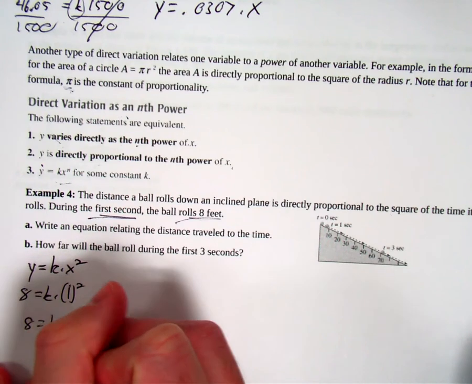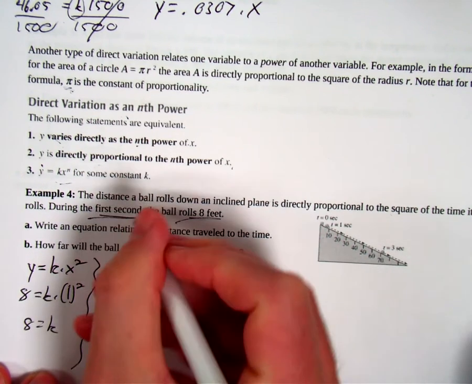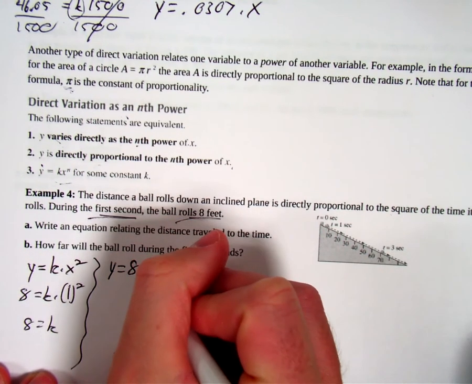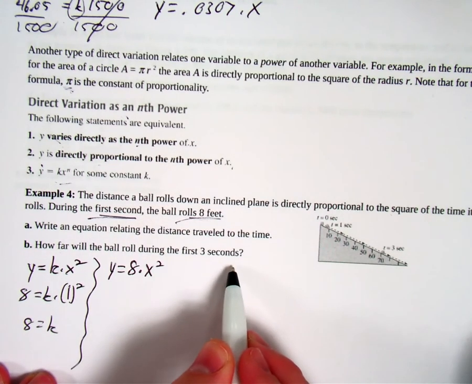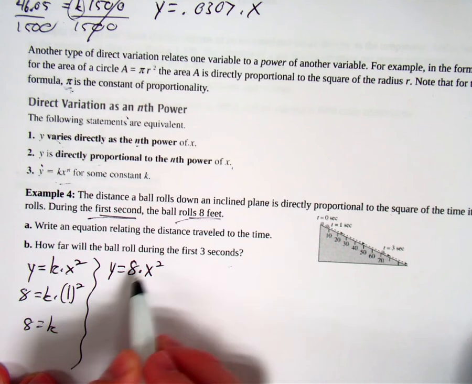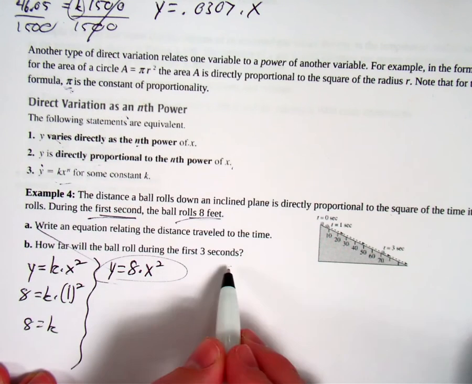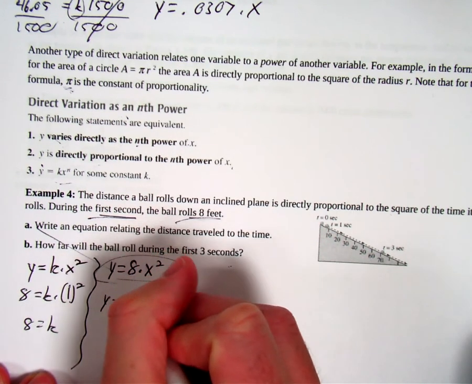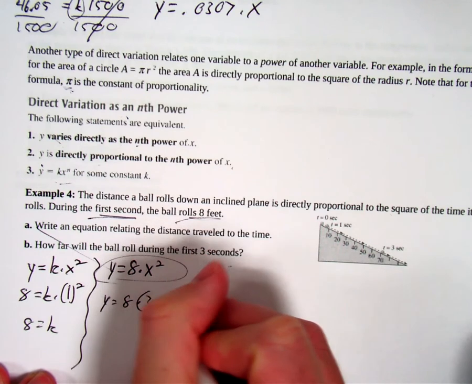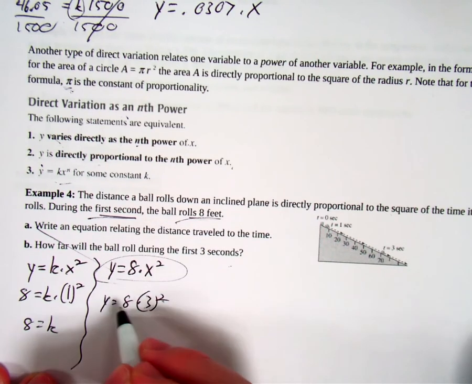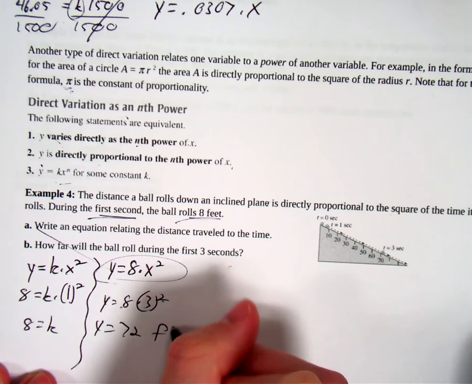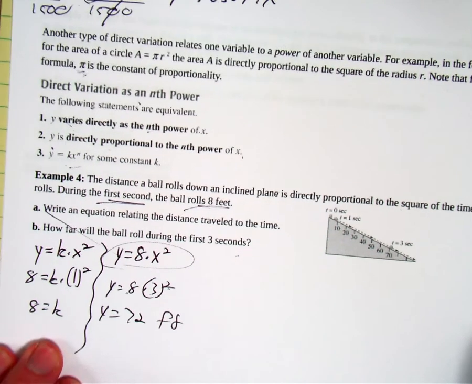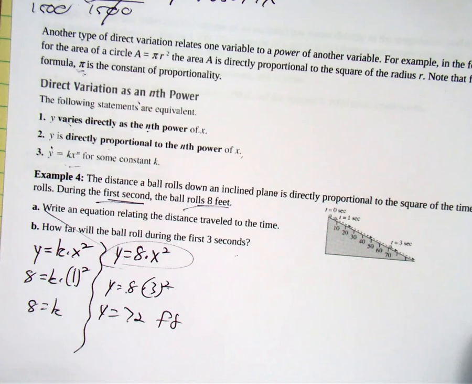Okay, so we could solve for k. We're going to get 8. So now I know y equals 8 times x squared. Plug in 3 now. So there's my equation for part A. Plug in 3 seconds. 9 times 8, we're going to get 72 feet. There you go.